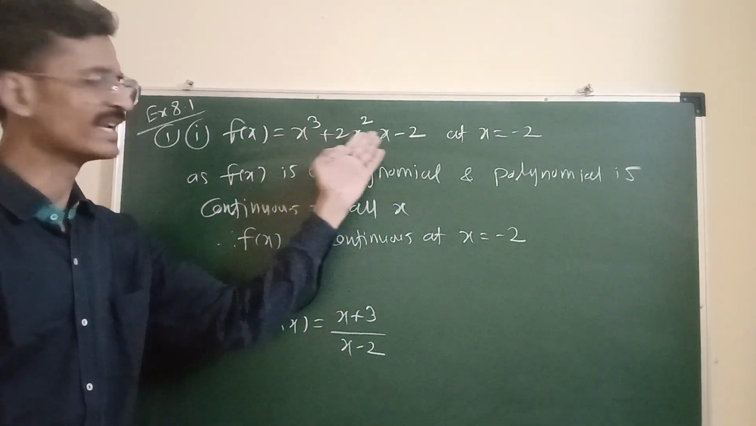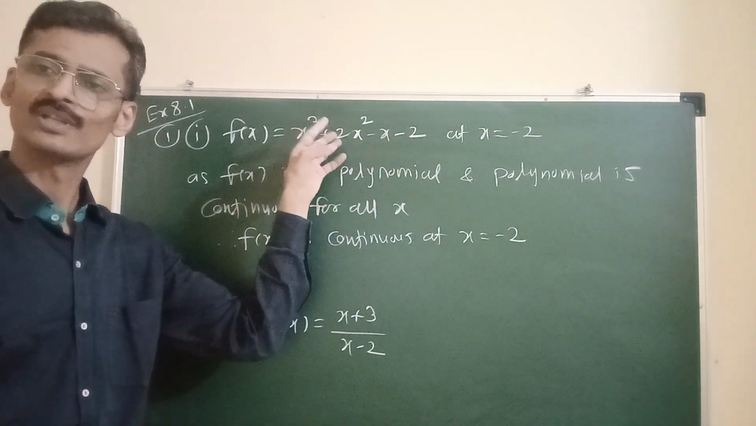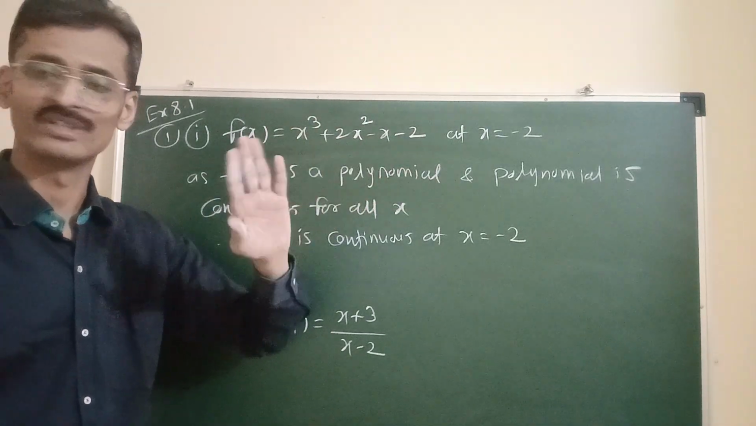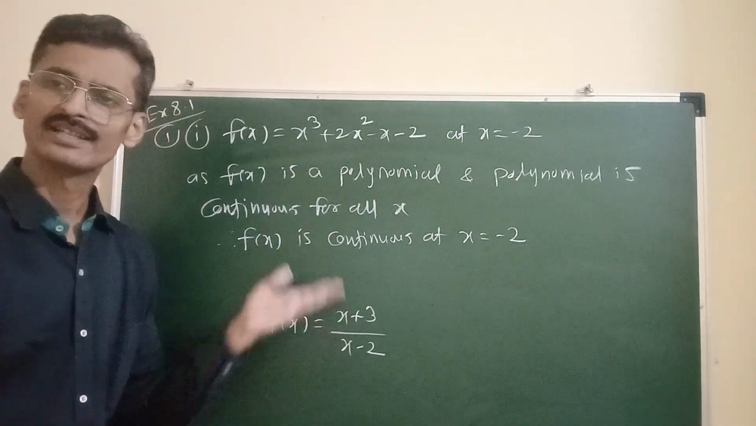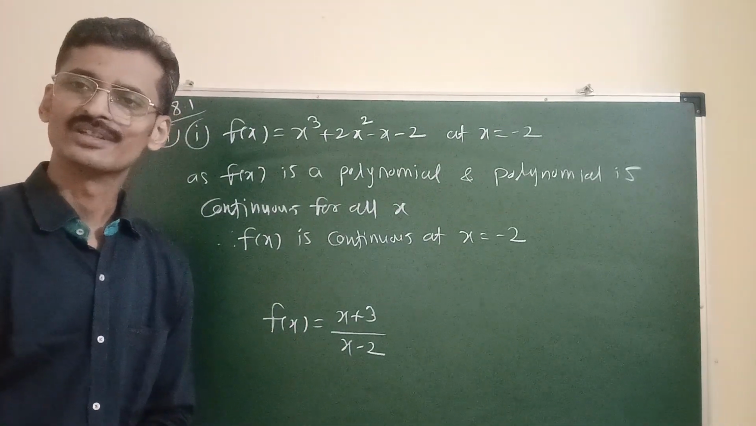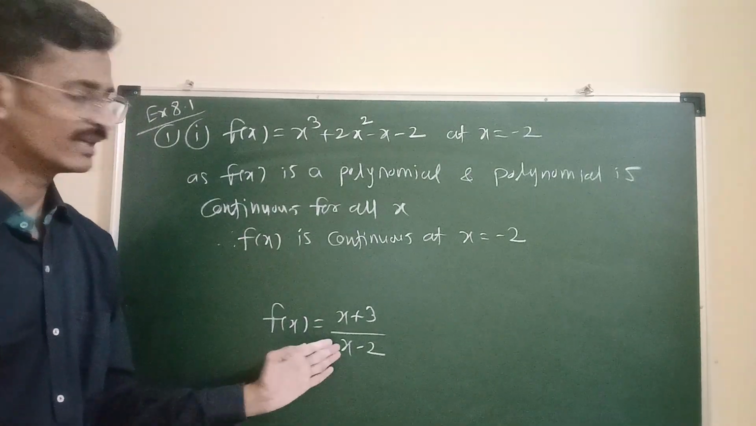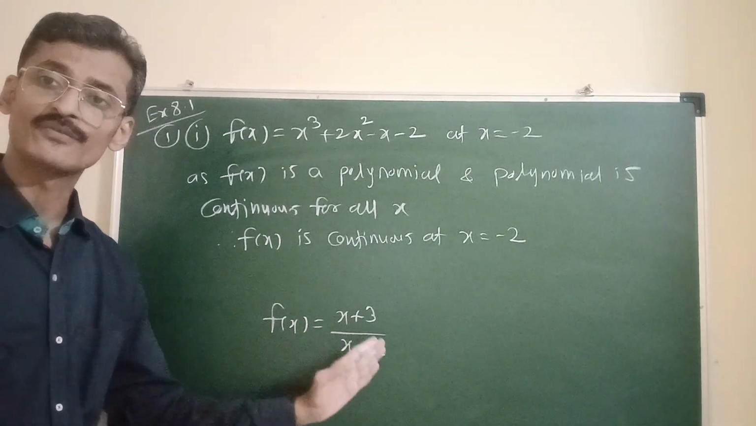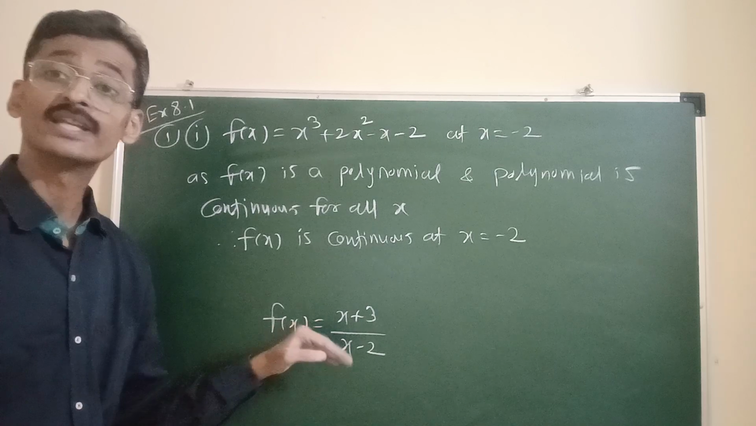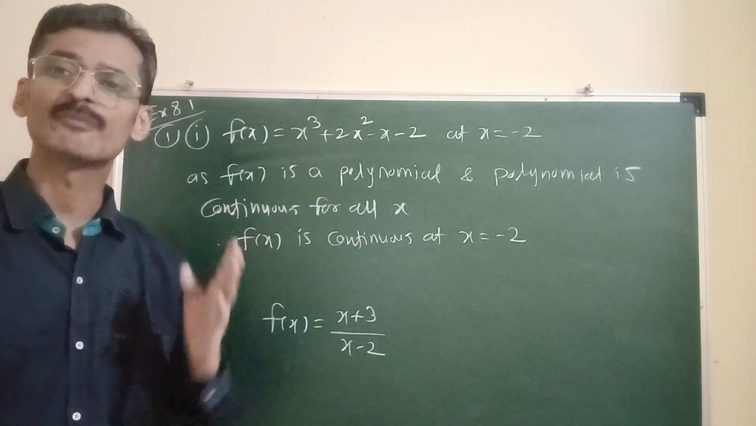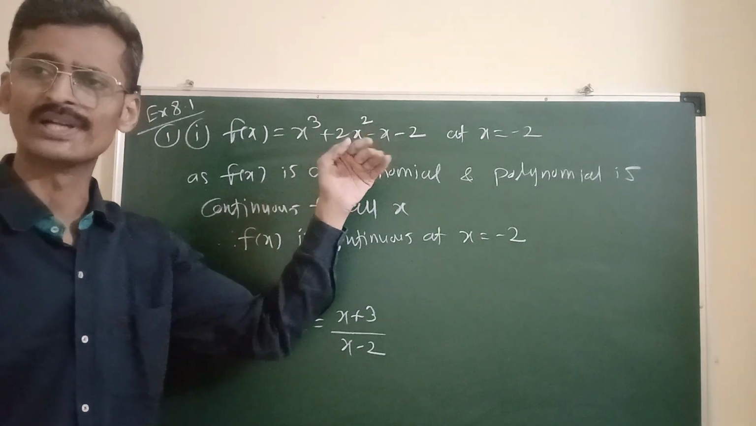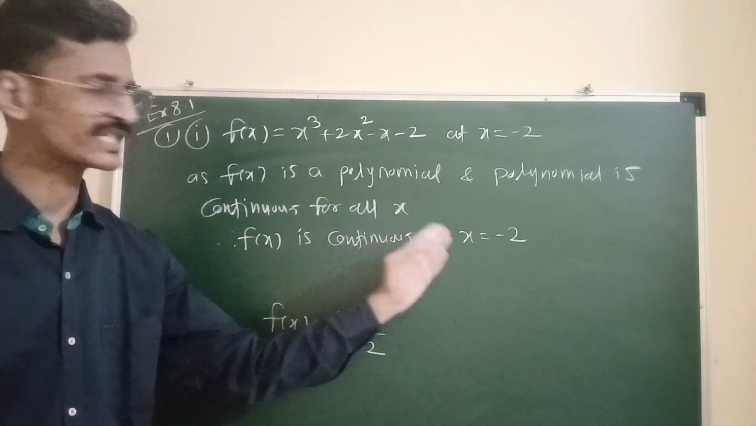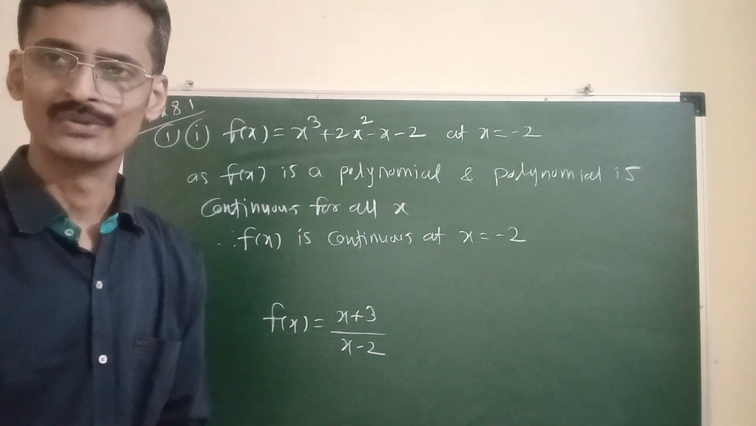You can solve this for -2, right? So f of -2 exists. If suppose f of -2 is not defined, then we can say this is not continuous at that point. But in these types of sums, where the function is not defined for some x, at that point only write f(x) is not continuous. Here this is a polynomial and so continuous for all x, and so it is continuous at -2 also.